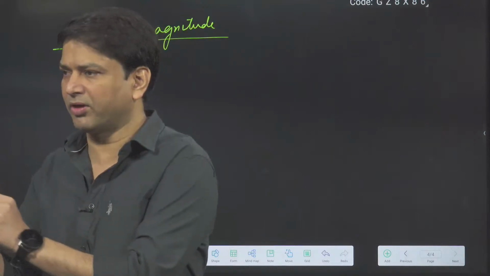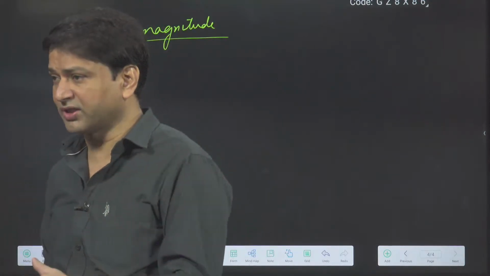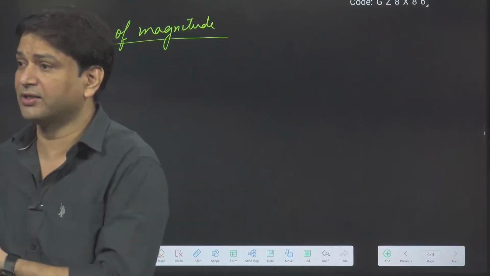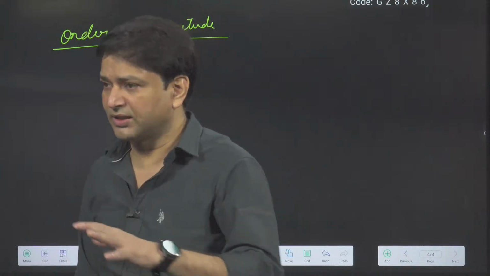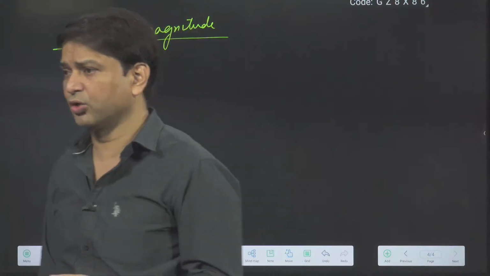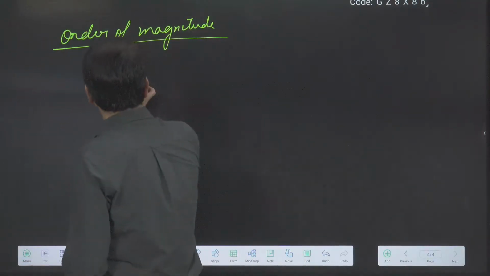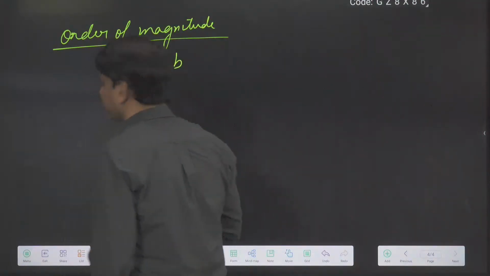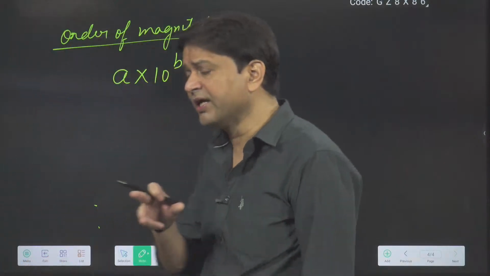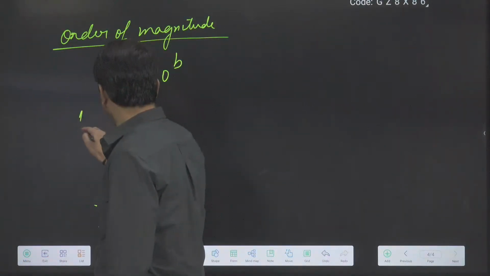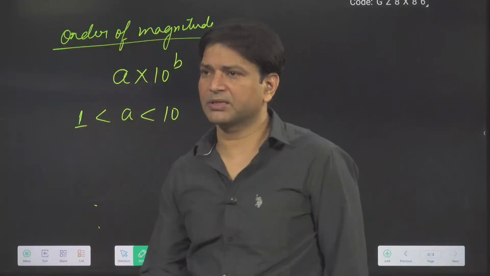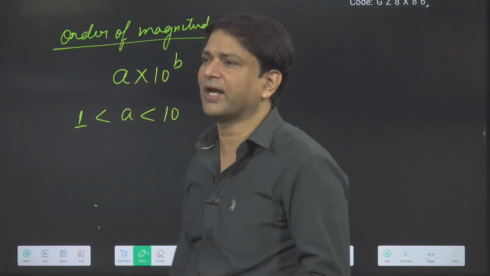So to make the representation simple, we use this notation, A into 10 to the power B. A very small number like electronic charge, 1.6 into 10 to the power minus 19, would need 19 zeros after the decimal. So for very small or very large quantities we use A into 10 to the power B. To write in this notation, A must be between 1 and 10: more than 1 and less than 10.